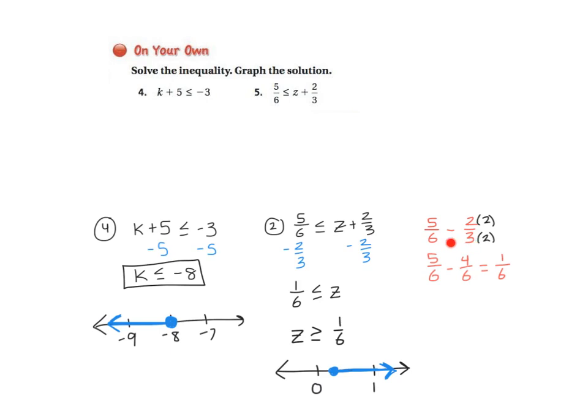So notice this 3 needs to become a 6. So I multiply my fraction by 2 over 2. 5 over 6 minus 4 over 6 is 1 over 6. So 5 over 6 minus 2/3 is 1/6. And then I just flipped the order. Notice the open side was still facing z and the closed side is still facing 1/6. So z is greater than or equal to 1/6. And you can see that I just estimated 1/6 for some value between 0 and 1, definitely closer to 0. Close dot and then graph to the right.